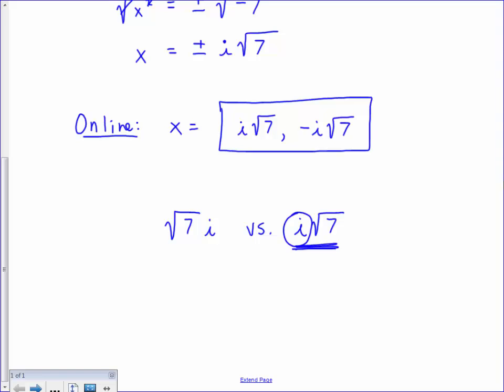Sometimes when students write square root of 7i, the root symbol extends out. And you can see that we don't intend for the root to extend over the i and the i to be underneath, but sometimes that's what happens. And so that's the reason I will always write the imaginary part first. But online, it doesn't matter which way you enter your answer.